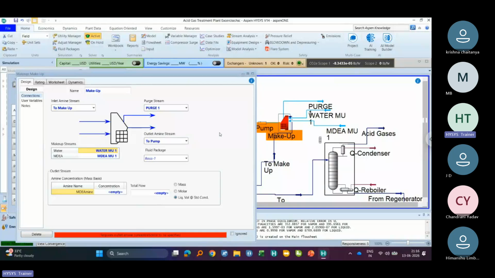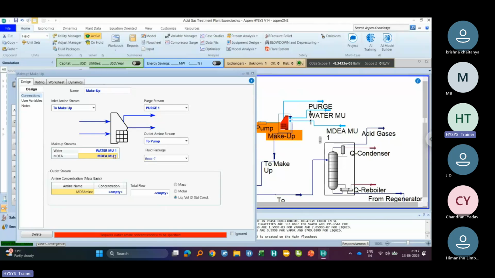Now, as I told you, this makeup block has to be configured very carefully. We are given the value of amine concentration as 45%. So what most people do is, you should not touch these two streams unless you have another stream to be supplied as an add-on. In this example, we are not going to supply any add-on stream. We will be using the default streams for water and MDEA. What most people do is the amine concentration for MDEA amine is given as 45%.